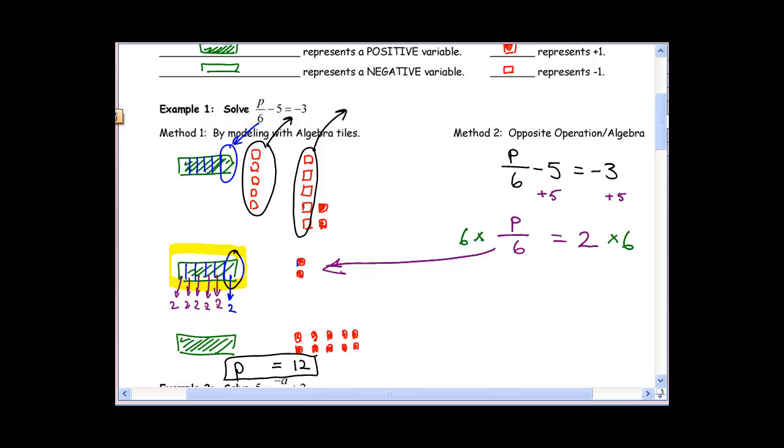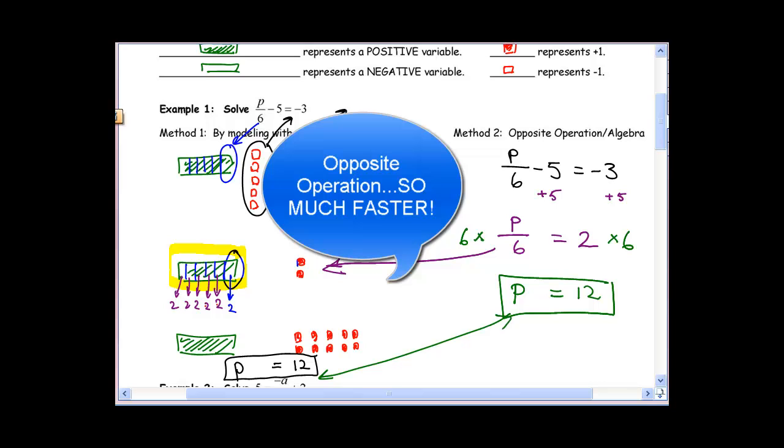And then we have just left over p on the left side, because 6 times p divided by 6 is just 1p, and 2 times 6 is 12, which is the answer that we had over there. Yay, same. Okay.